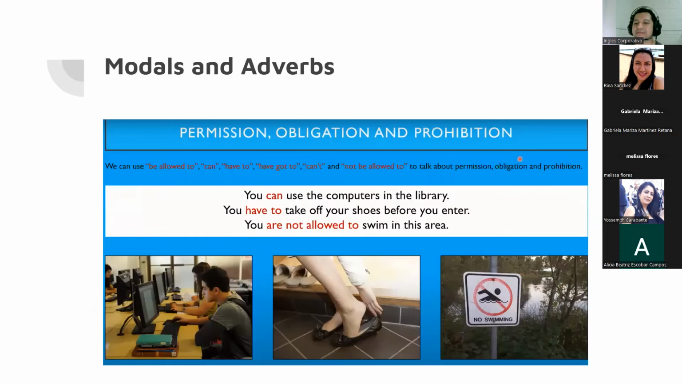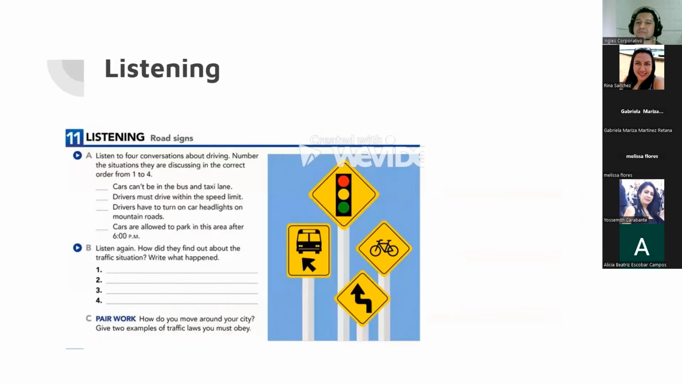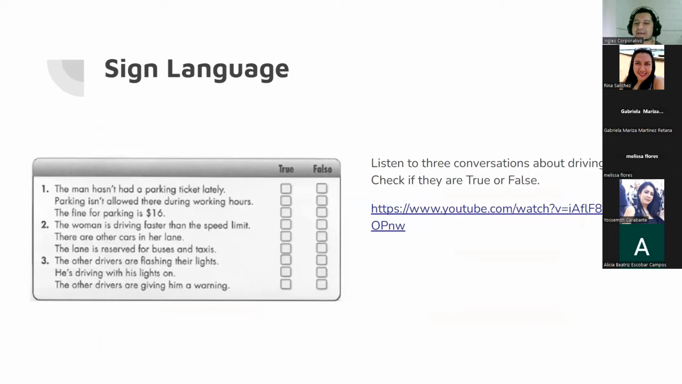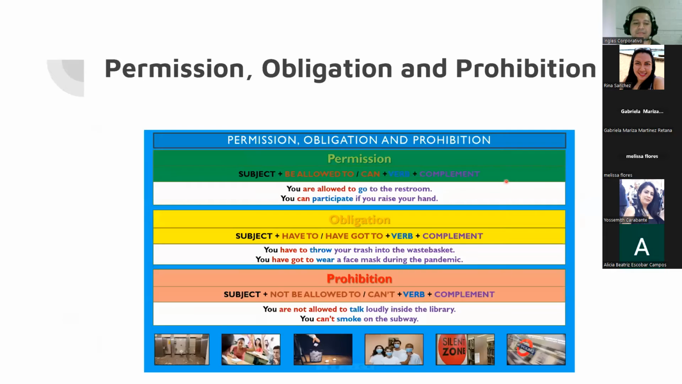So remember this: permission, obligation, and prohibition. Remember how to use that and write like three rules. And we are going to do something tomorrow about that. We are going to speak more and we are going to practice these conversations. I guess that we're going to do this one, and this exercise, right? So that's what we are going to do tomorrow.